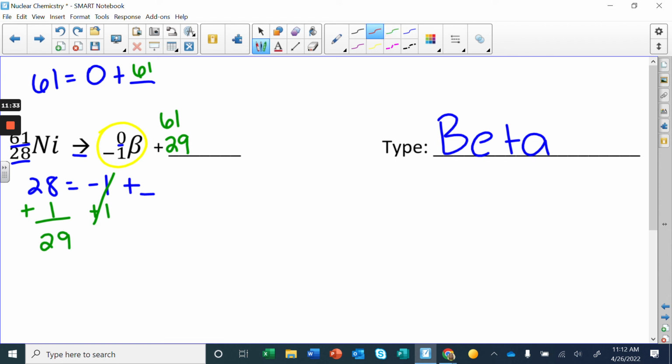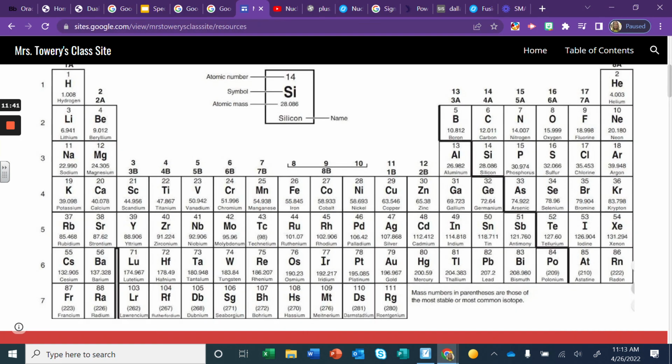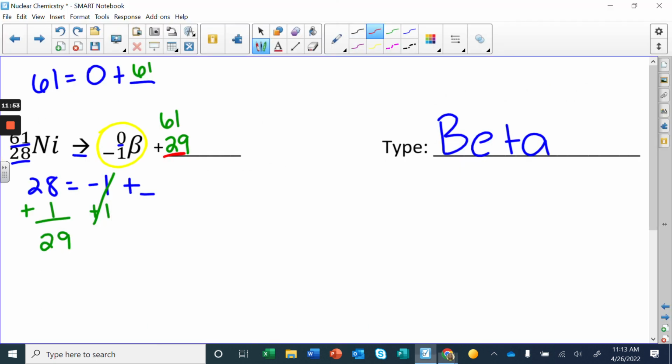Again, our bottom number is what tells us what element this is going to be. So I'm looking for 29. I go over to the periodic table. I'm looking for an atomic number of 29, which is the top number, which is this right here. So the symbol is copper that we need. Back, and we're going to write Cu. And that is how you balance nuclear equations.